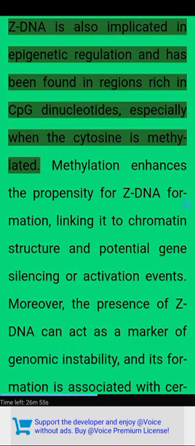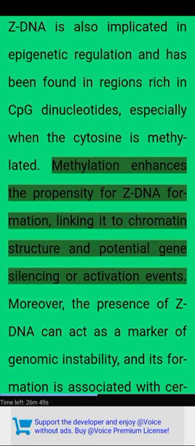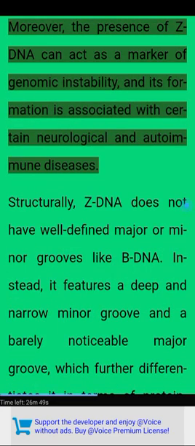Z-DNA is also implicated in epigenetic regulation and has been found in regions rich in CpG dinucleotides, especially when the cytosine is methylated. Methylation enhances the propensity for Z-DNA formation, linking it to chromatin structure and potential gene silencing or activation events. Moreover, the presence of Z-DNA can act as a marker of genomic instability, and its formation is associated with certain neurological and autoimmune diseases.